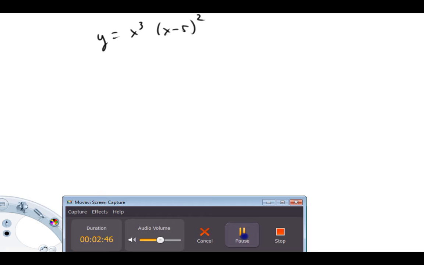Hi folks, I'm back. So let's see, I've written down another example. Again, we're going to try to find all relative extreme values for this function, on the open interval from minus infinity to plus infinity.